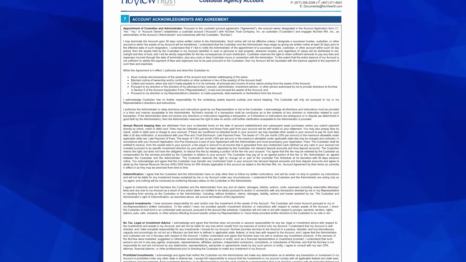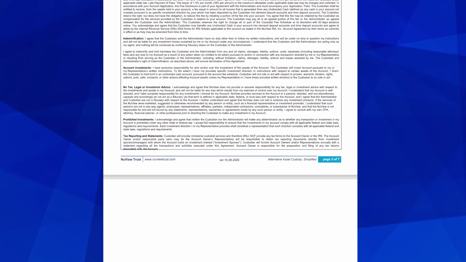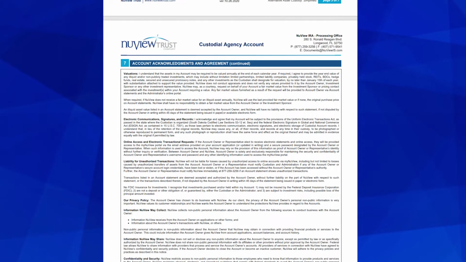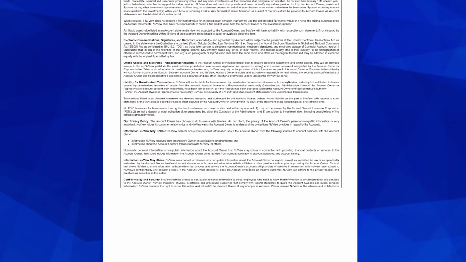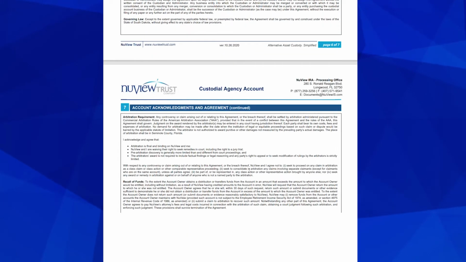Section 7, account acknowledgements and agreement. Again, this is more of the terms of acknowledgement here of our role as custodian, your role as the account holder, what we can do, what we can't do, so on and so forth. Moving on to the continuation of Section 7 on the next page regarding items such as valuations for certain investments, communication, liability of unauthorized transactions, just to name a few sections here.